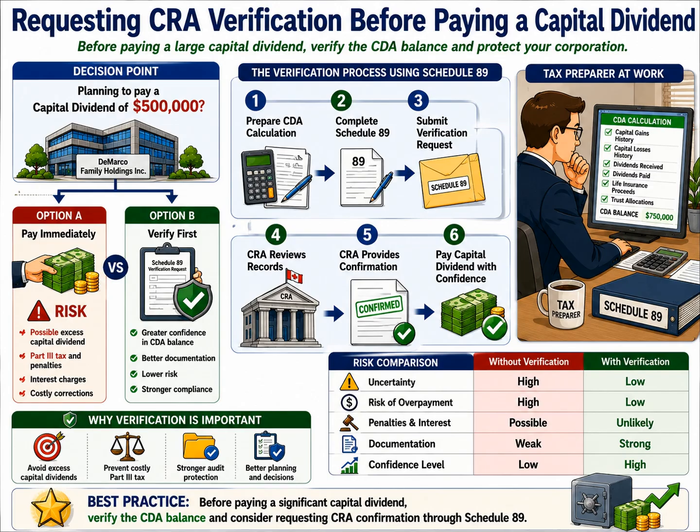The key takeaway from this slide is simple. Before paying a significant capital dividend, verify the CDA balance and consider requesting CRA confirmation through Schedule 89. A little extra diligence before the dividend is paid can help avoid substantial tax costs and compliance problems later. And that's why requesting verification is widely considered a best practice in professional corporate tax planning.